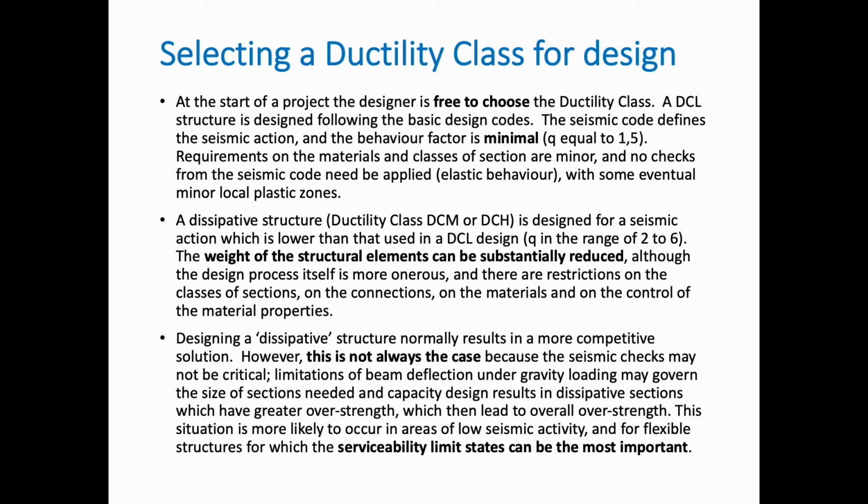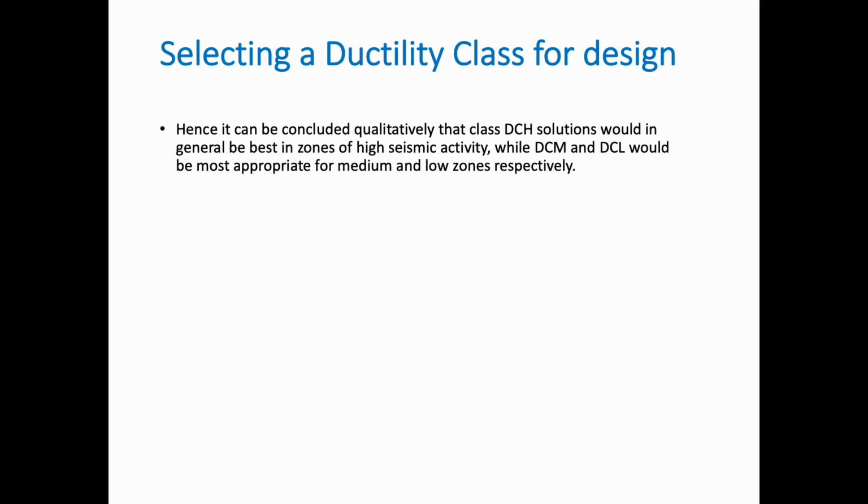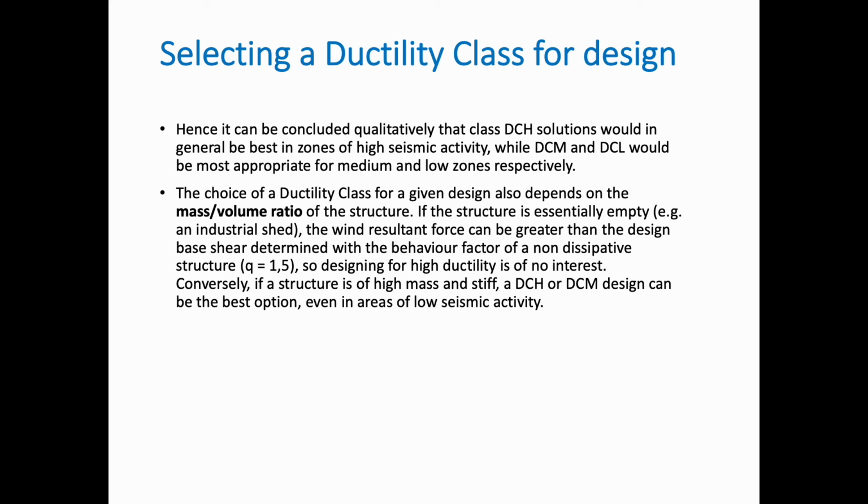Of course, when we're talking about high seismicity, then we're not really looking at the SLS and the deflection of the beams, but the ductility of the members. Hence, it can be concluded qualitatively that the high dissipative solutions would in general be best in zones of high seismic activity, while the medium and low would be most appropriate for medium and low zones respectively. And I guess this is why they call them like that.